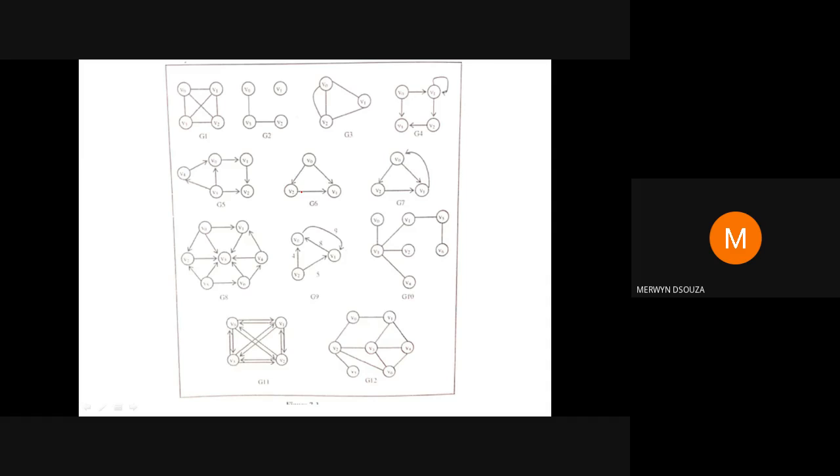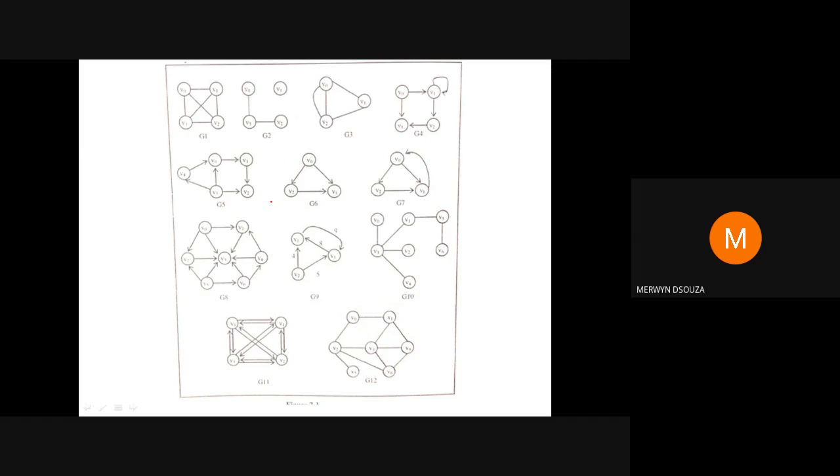I hope you're getting it. Let's take another example. In G6, I will say V2 is adjacent to V0, and V0 is adjacent from V2. So basically, I'll simplify it for you from what they have told you in the textbook.